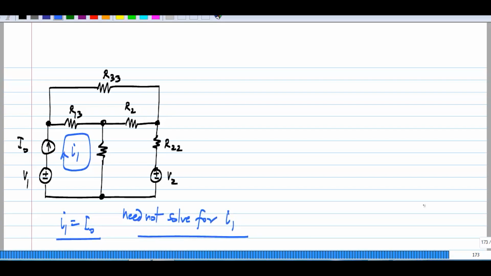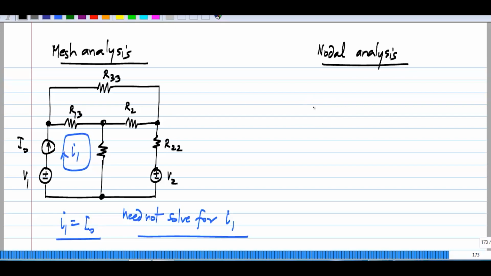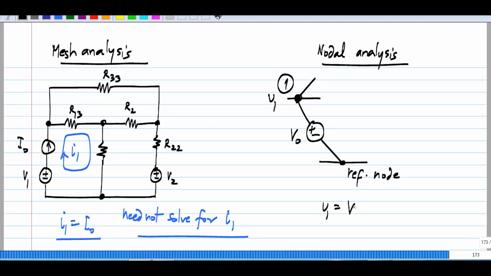So this straight away gives you I1 equals I0, and you don't even have to solve for I1. Okay, now this is analogous to nodal analysis. So this is mesh analysis, and in nodal analysis, let's say we had an independent voltage source between the reference node and one of the nodes. So let's say this is node 1. A number of other things could be connected to node 1, but the point is you don't have to solve for V1. You know V1 equals V0.